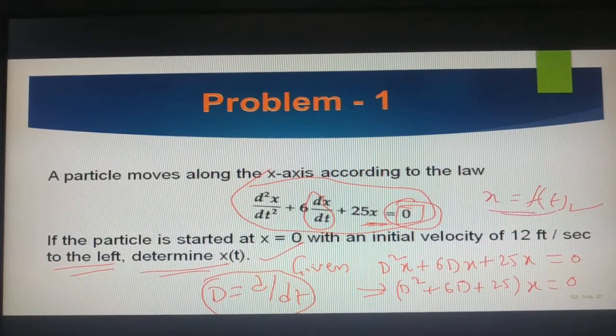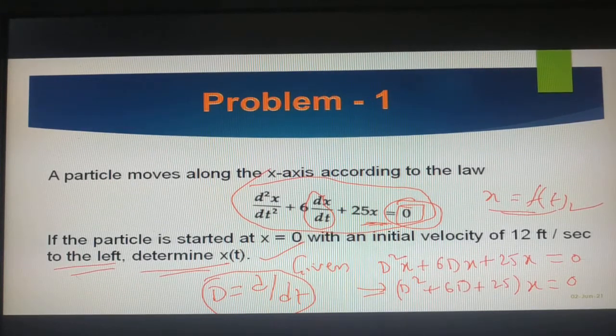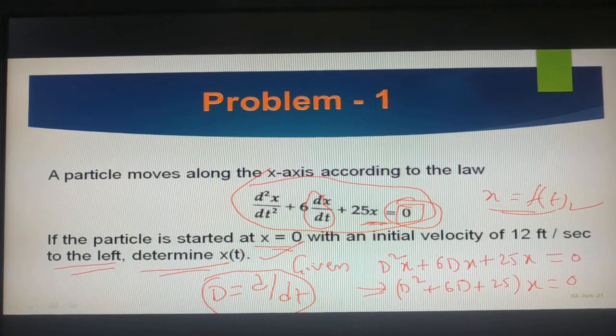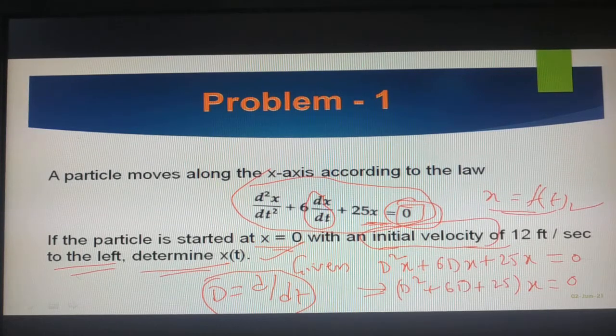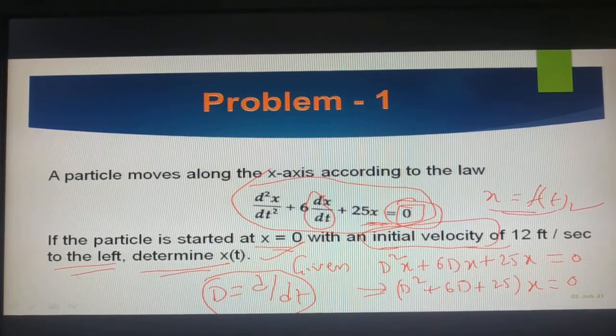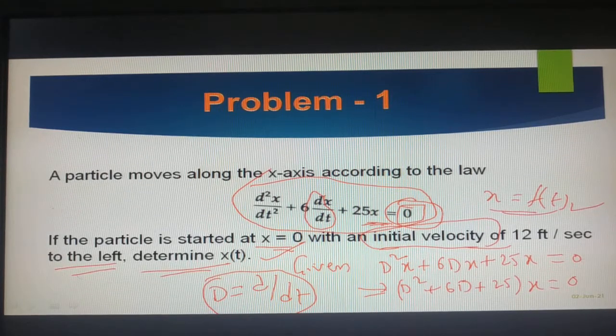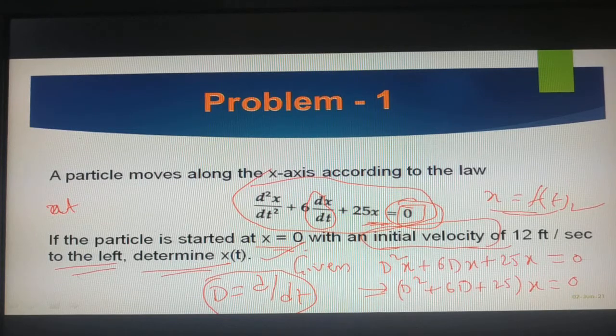If you see the problem, they are given something. If the particle is started at x equal to 0 with an initial velocity of 12 feet per second to the left. So it is a velocity. Velocity means change in x with respect to time. So they are given x at x equal to 0, with an initial velocity of 12 feet per second.